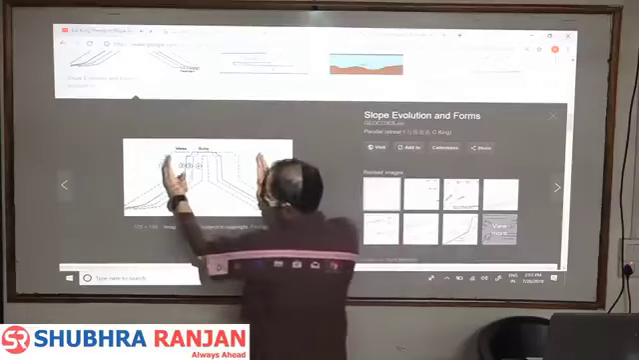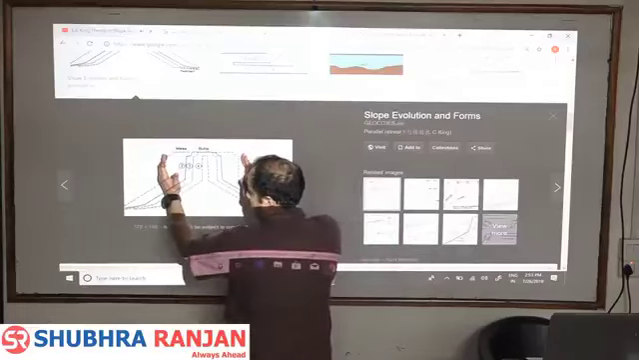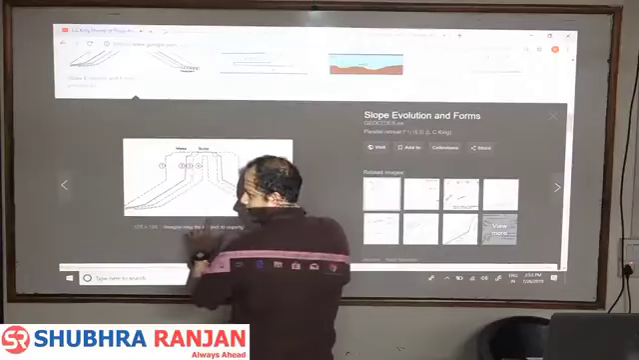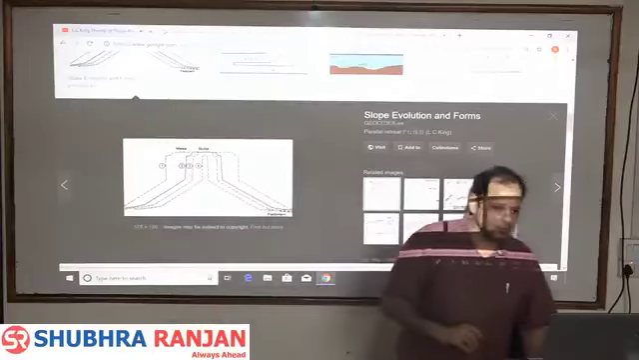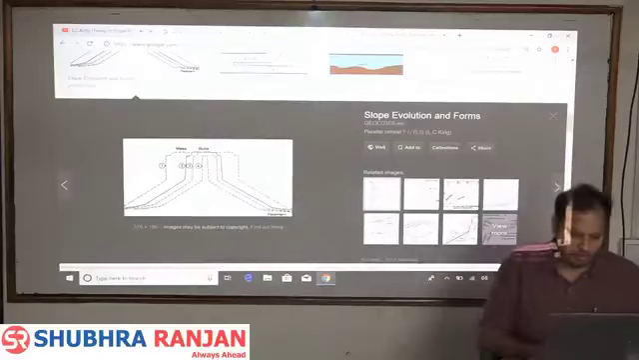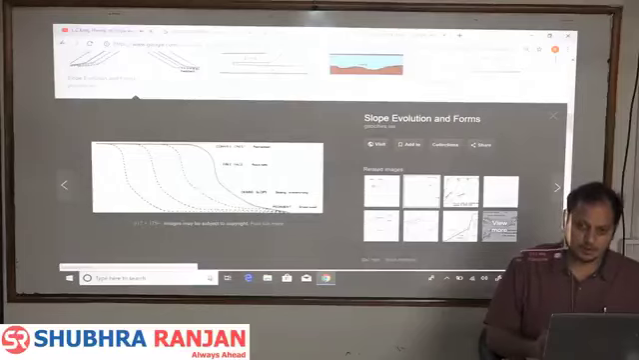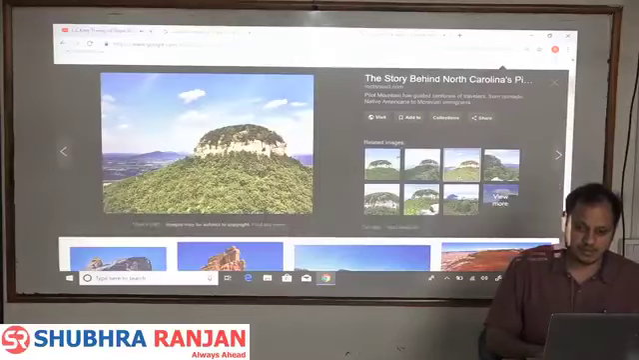This is a parallel retreat. Original slope is on reducing. This is an example of a parallel retreat. Convexity is maintained till the end, and therefore we can see in the Inselberg that convexity is maintained till the end.